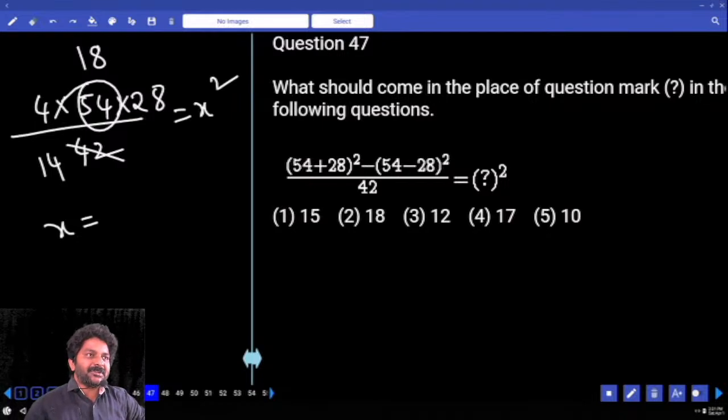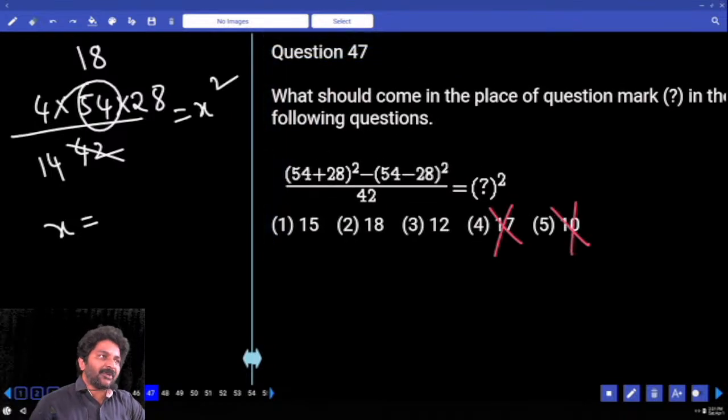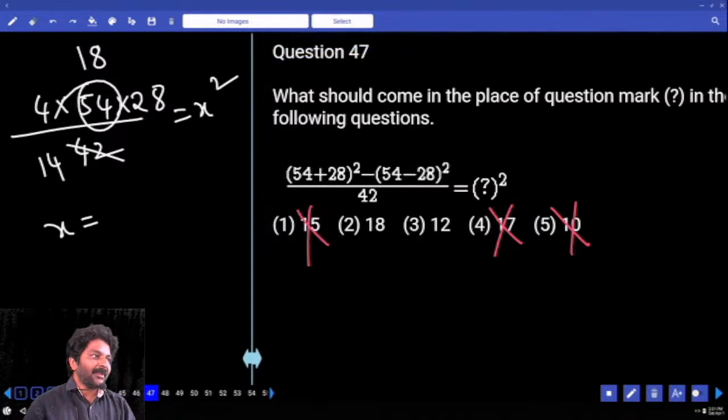Can it be the first option? Can it be the second option? Can it be third? Fourth? Fifth? Okay. Now the first option, what is that? 15. Do you have a 5 multiple in the original numbers? Can your answer be a 5 multiple? Eliminate.